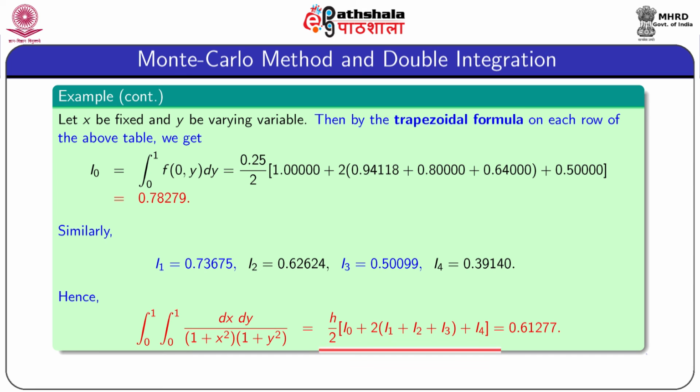So, using these values, that means using the trapezoidal formula, we get the value of the double integration, and it is h by 2 into (I0 plus 2 into (I1 plus I2 plus I3) plus I4). After simplification, this value is 0.61277. So, this is the value obtained by the trapezoidal formula for the given integral.